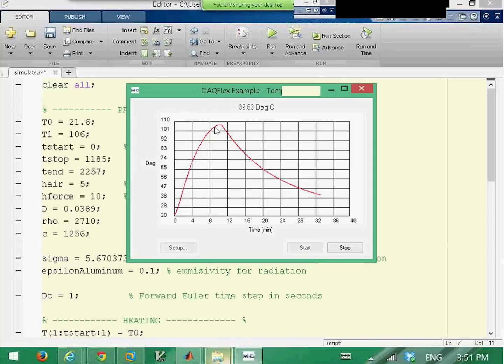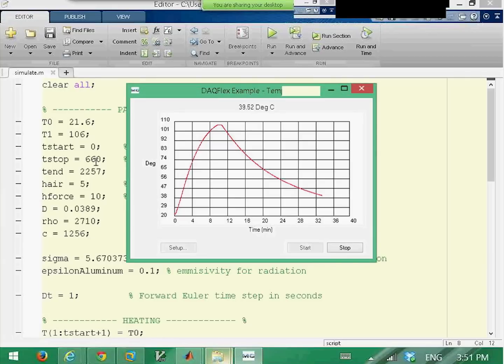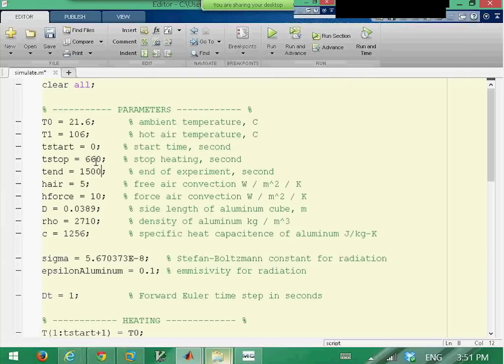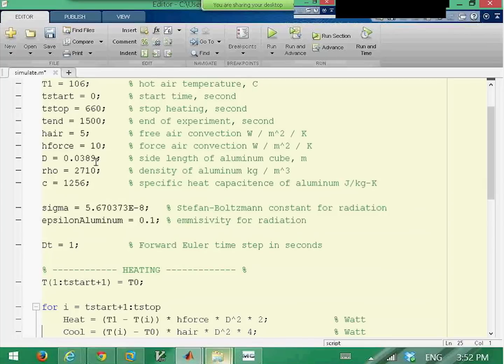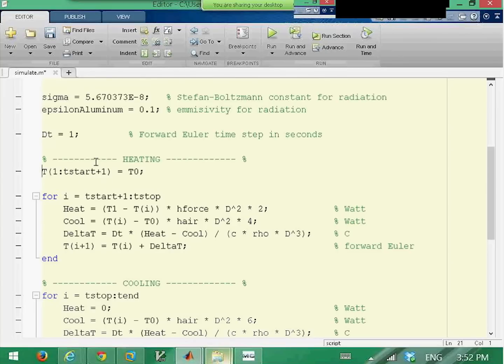And the T-stop in seconds, what time is it? Like 11 minutes? So this is 11 minutes, right? T-end, I think I'll just do this. These are what I looked up online: some of the values for the free air convection and forced air convection, the size of the aluminum cube, the density of the aluminum, and the specific heat capacitance. These you don't need to look at, because they are never used in the code, because radiation is actually not important.